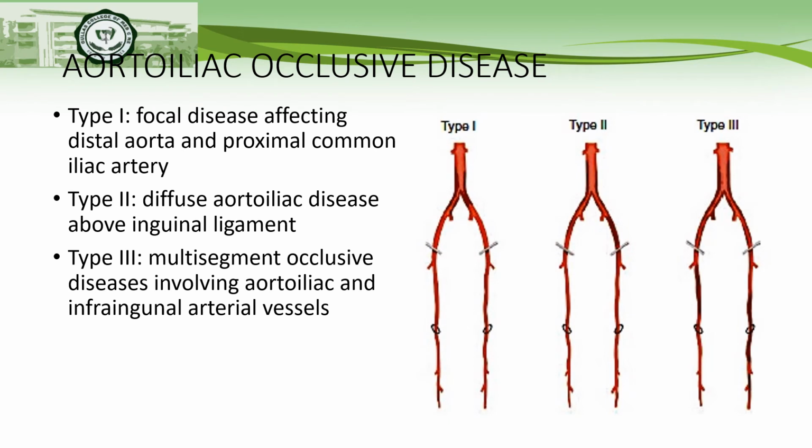So these are the classifications of aortoiliac occlusive disease. You can see this one in Schwartz. Type 1 is a focal disease affecting only the distal aorta and proximal common iliacs. Type 2 is diffuse, but the disease is above the inguinal ligament. And lastly, type 3 is multisegmental, so it can involve the aortoiliac area or the infrainguinal arterial vessels.